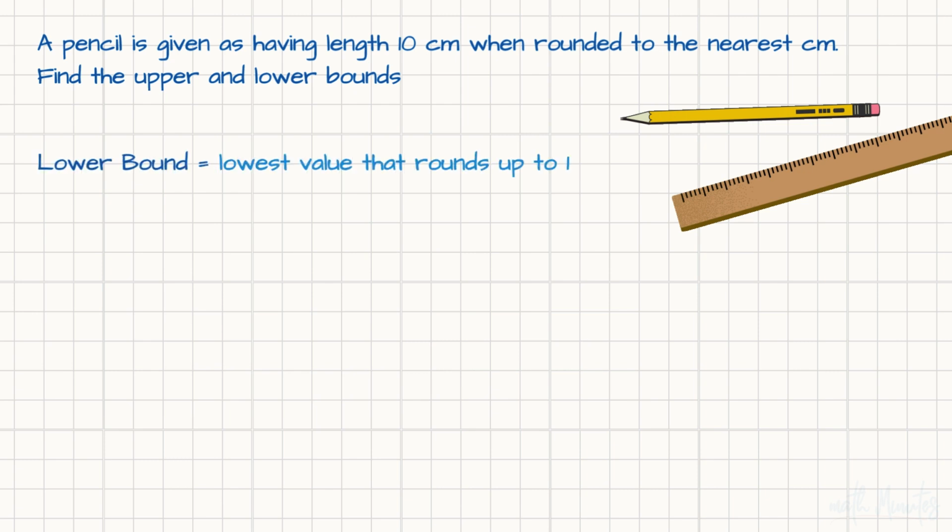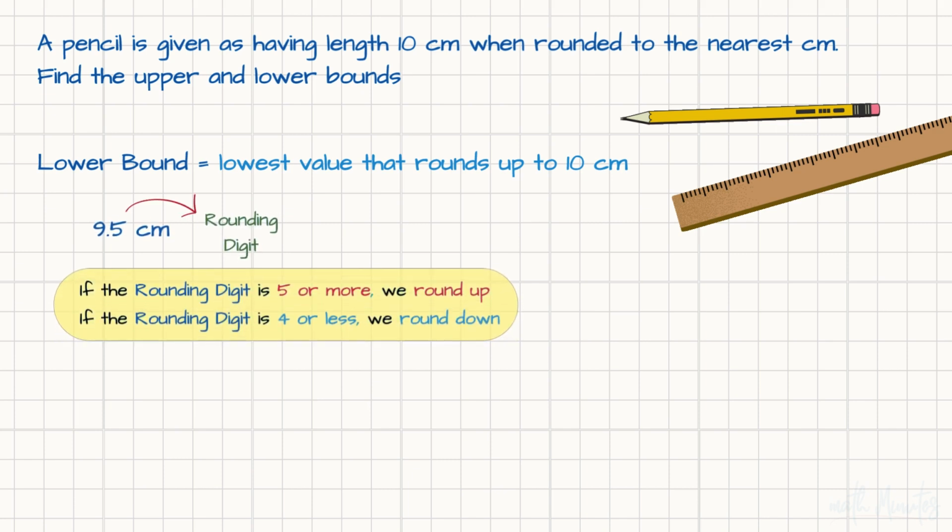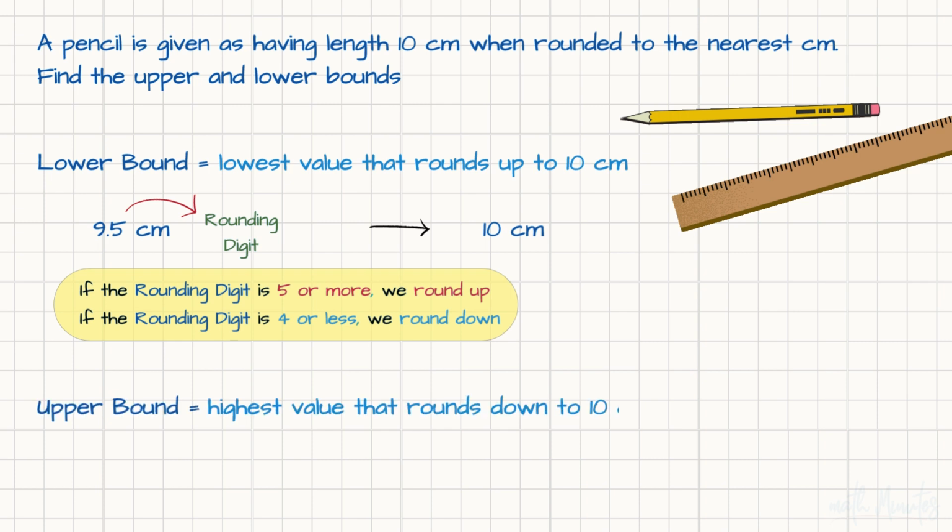The lower bound is the smallest length the pencil could be and still be rounded to 10 centimeters. Our rounding unit is centimeters, so we see that if our pencil length was 9.5 centimeters or more, it would still round up to 10 centimeters. If it was anything less, such as 9.4 centimeters for instance, then the length of the pencil would be rounded down to 9 centimeters.